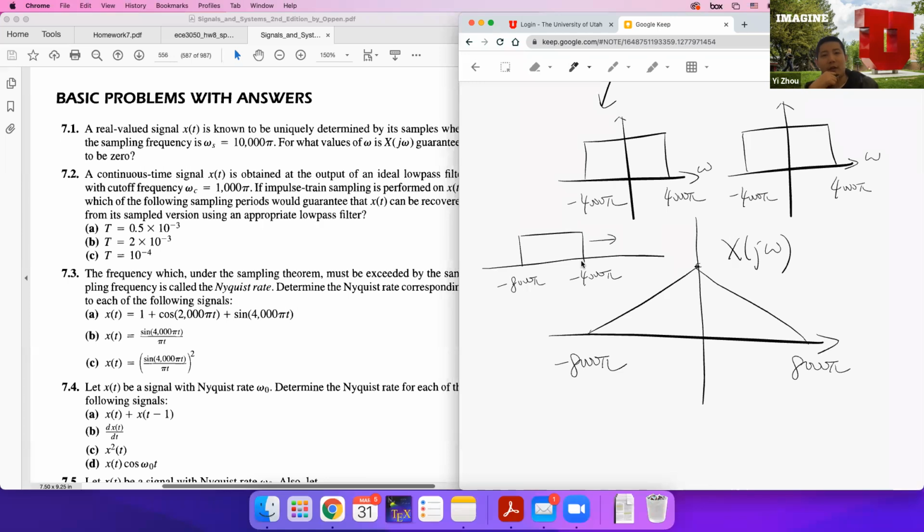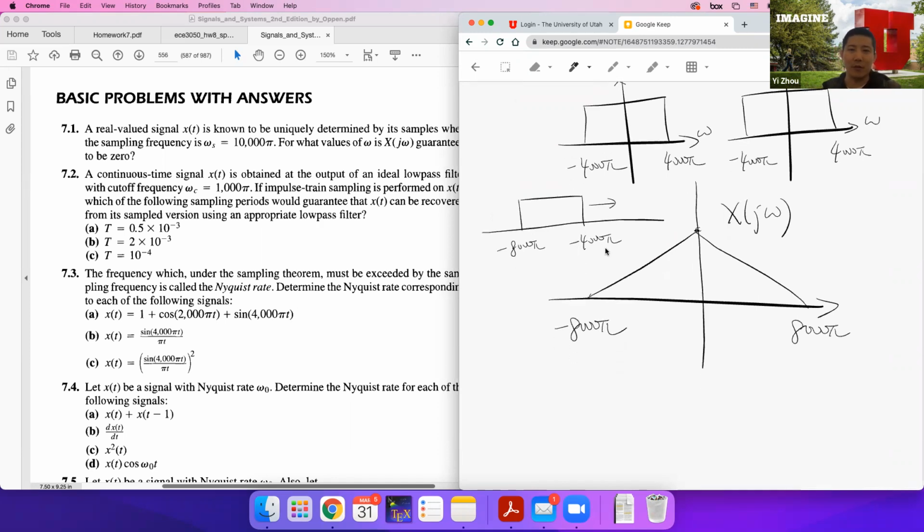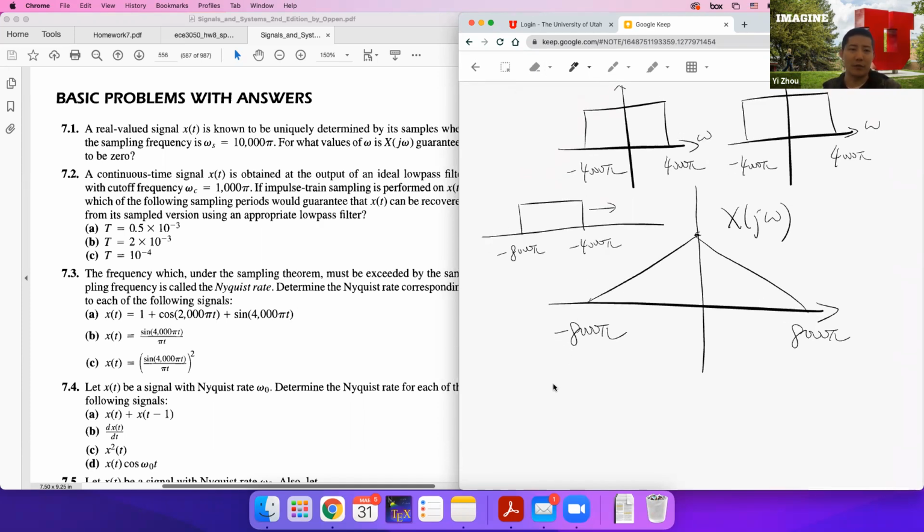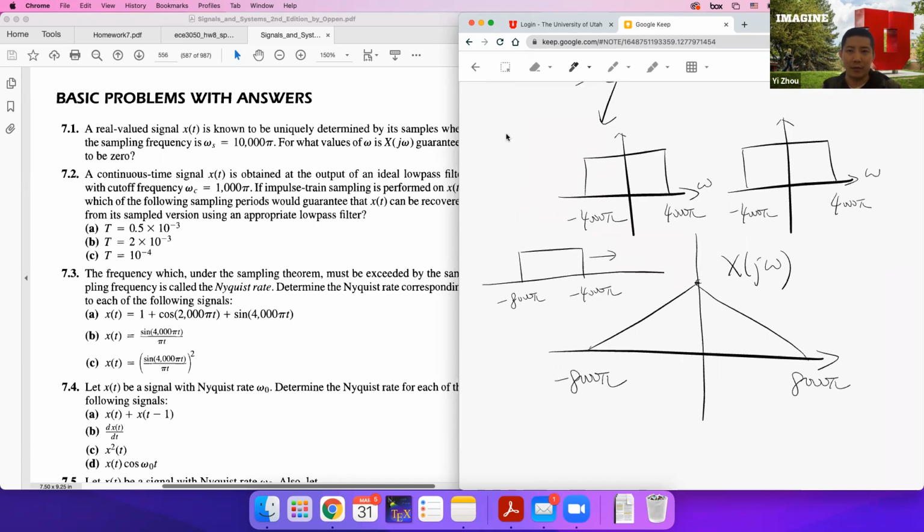That's a good question. Let me think about this. I think this figure, this illustration, may be incorrect. So let's actually refer to the convolution definition.